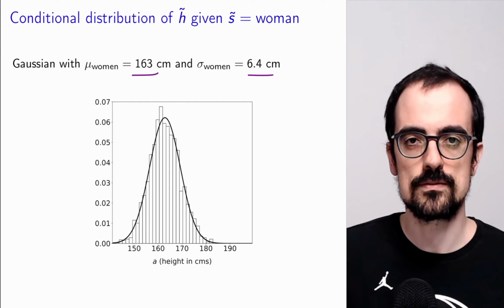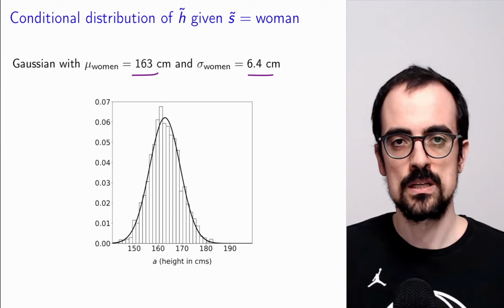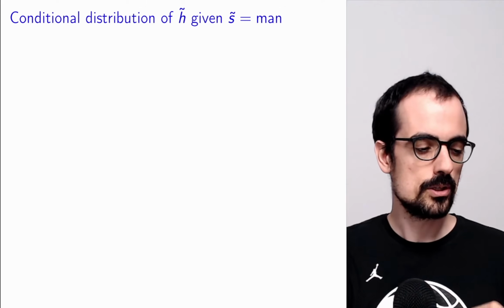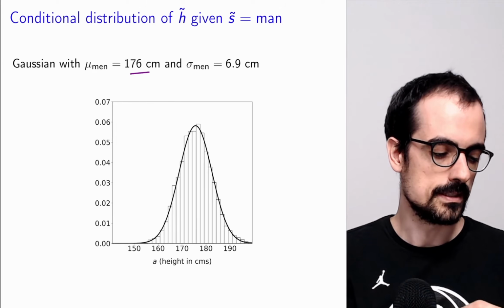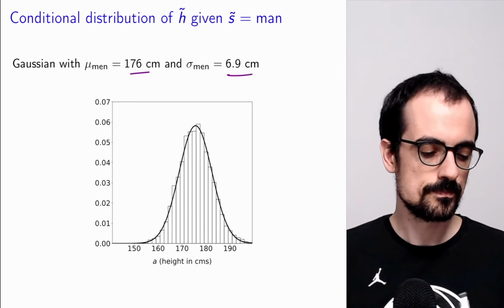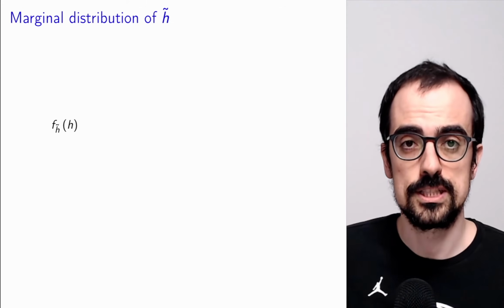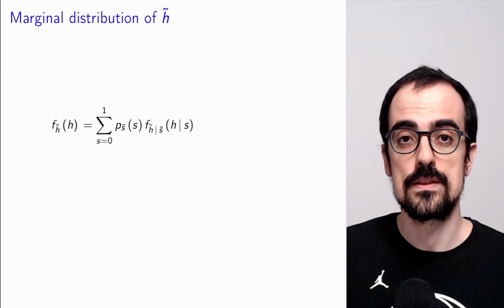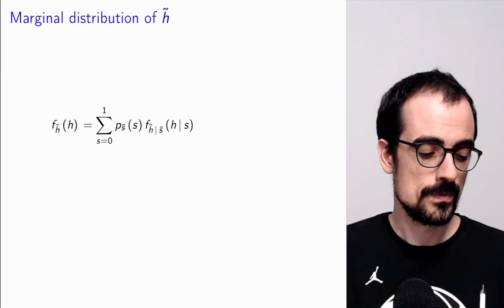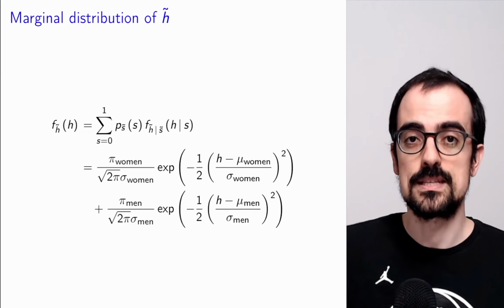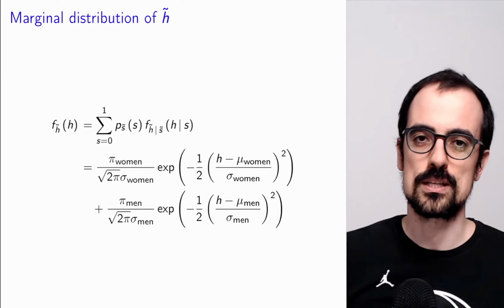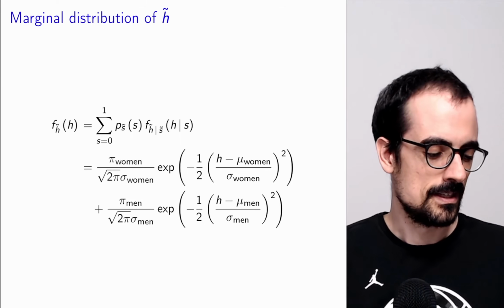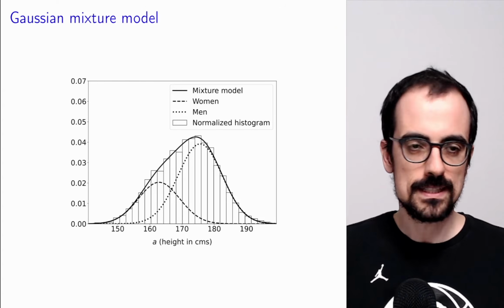This is a conditional PDF of the continuous random variable given the discrete random variable. For men, we again applied maximum likelihood. This is the mean, this is the standard deviation, again a pretty good fit. For the marginal distribution of height, what did we do? Well, we just sum over the discrete random variable. We discussed this in the previous video, and we get this expression. This is the mixture that I was referring to that allows us to model the whole population as a mixture of these two Gaussian conditionals. Looks pretty good, very good fit.